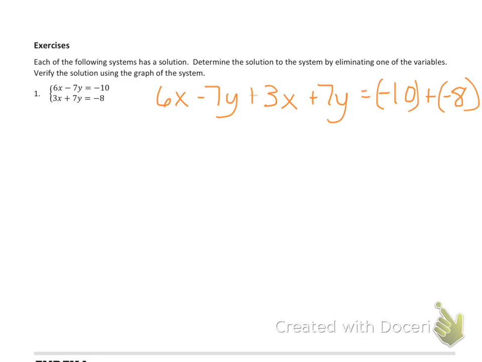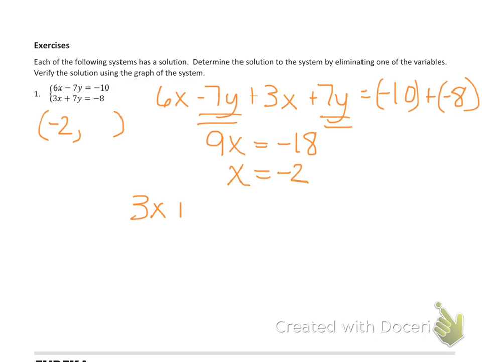Okay, and so I did that straight off because I noticed that the coefficients of the y terms were opposites of one another, so they're going to be eliminated when I add these together. So I'm going to get 9x is equal to negative 18, and x is equal to negative 2. So I've got the x coordinate of my solution to this system. So if x is negative 2, I can choose either equation, and I'll choose the second one. 3x plus 7y is equal to negative 8. I'm going to insert negative 2 right in here.